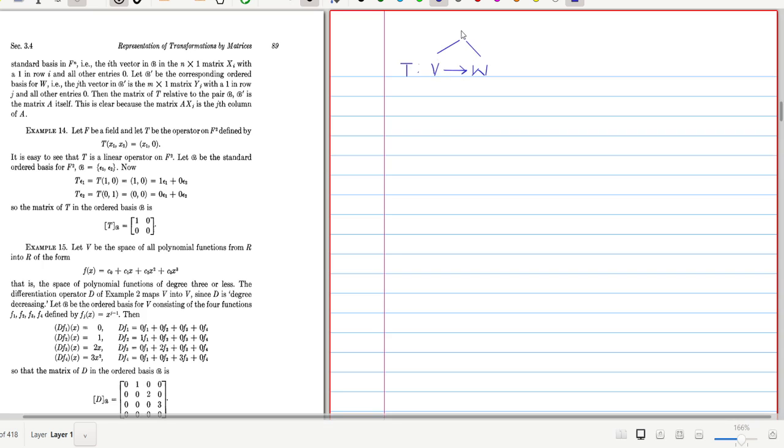two finite dimensional vector spaces, both defined on a common field F, and I assumed V is the vector space of dimension n and W is the vector space of dimension m. So we can represent this T as a matrix. For that we consider two ordered bases.